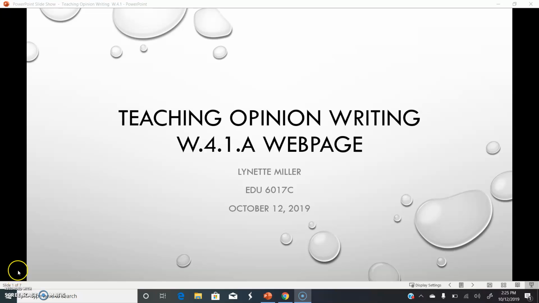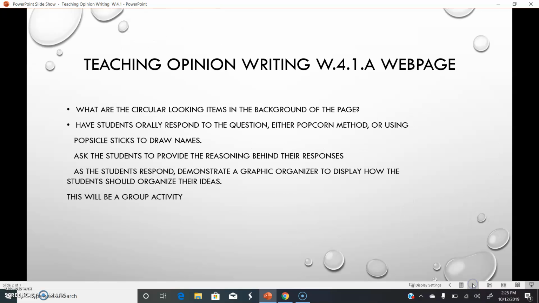In this lesson, I am teaching opinion writing. To begin this lesson, I asked the students what each of these dots on this page look like. Some of the answers were water spots, and then I asked them to describe why they thought that. As they described this, I wrote down water dots, for example, and then why they thought this, because they'd seen it when a bathtub had emptied out, the little dots, and so on.